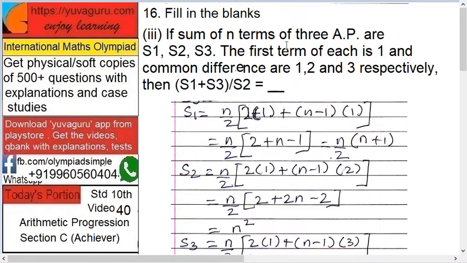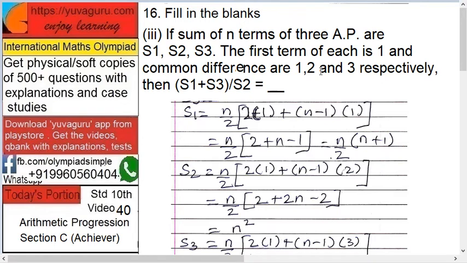Okay, so let's find out that S1 equals n upon 2 into 2a. The first term of each is the same, 1. So 2 into 1 plus n minus 1 into the first CD, the common difference, is 1. So n minus 1 into 1. Solve this: n upon 2 into 2 plus n minus 1. Again solve this, so n into n plus 1 upon 2.